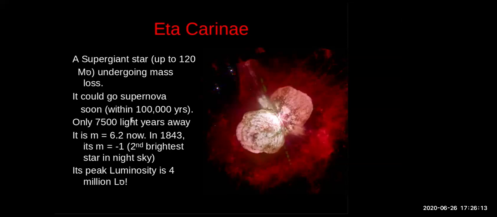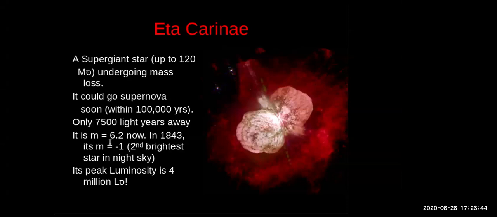Now, wait a second here. Look at this. Its apparent magnitude is 6.2 now, which you couldn't even see with the naked eye, unless you have really good eyesight. But in 1843, its apparent magnitude was -1. It was the second brightest star in the night sky, just about 170 years ago. Now you can't even see it. Things are happening with this star. Things are changing. It's bubbling off this mass. Maybe it's kind of in a lull. It might have gone supernova now, and we don't even know.